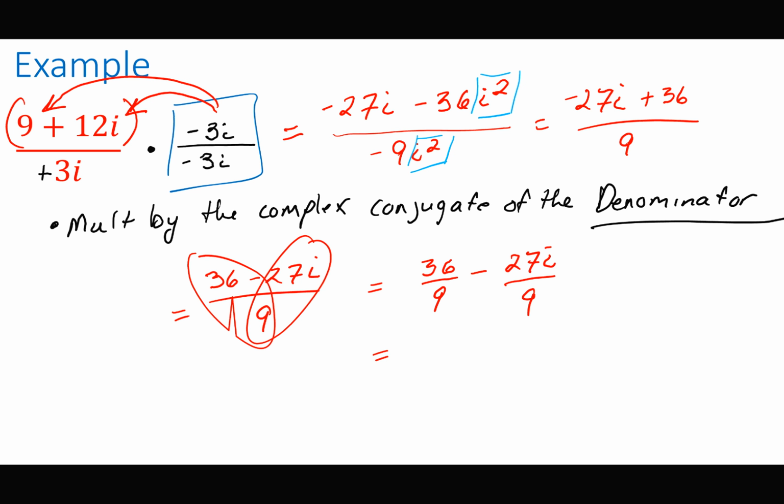The 9 is not only applied to one term in my numerator, it goes to both. What is 36 divided by 9? 4. What is negative 27 divided by 9? Negative 3i. So here's our final answer. Okay, so the quotient of 9 plus 12i divided by 3i ends up being 4 minus 3i. Eli.